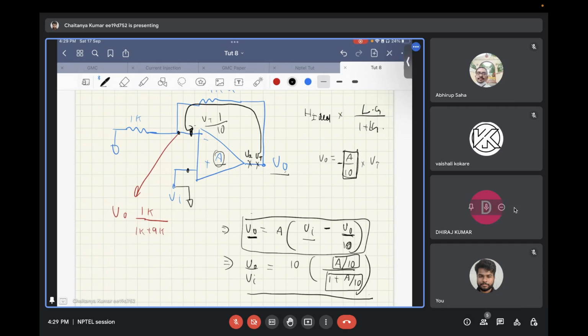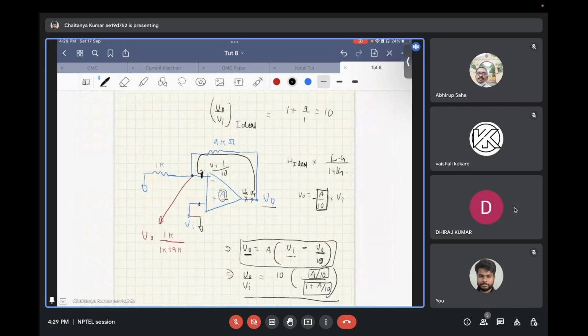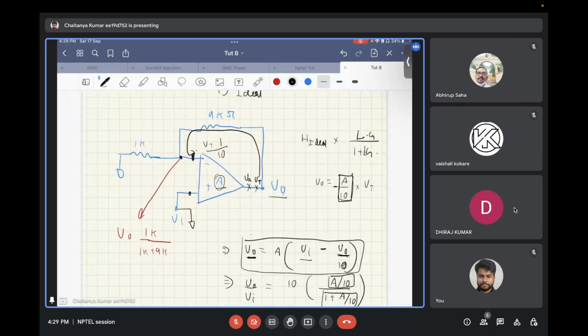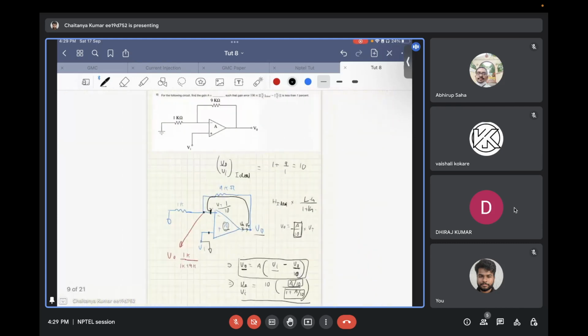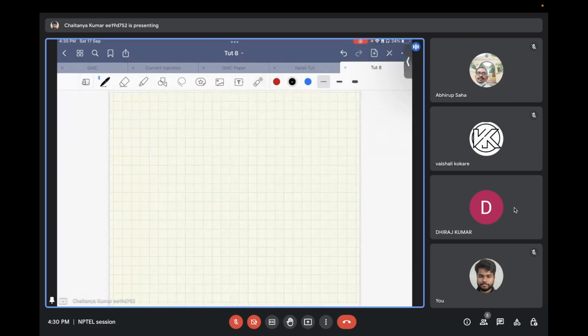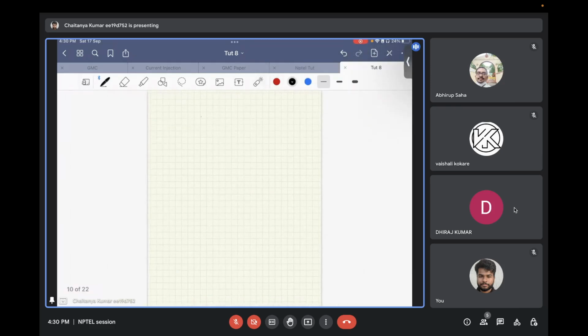Anyways, I will explain this question once more if you were not able to understand it. Let's start from the beginning then. What we have over here is a non-ideal op amp connected in non-inverting configuration, and this is the complete circuit.